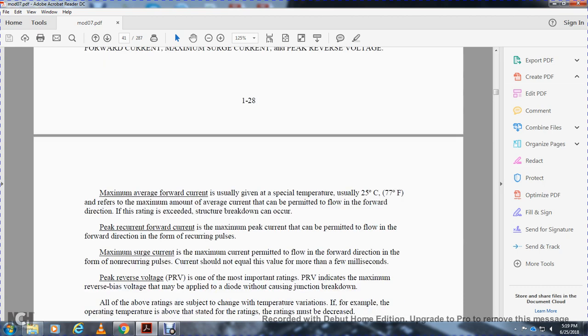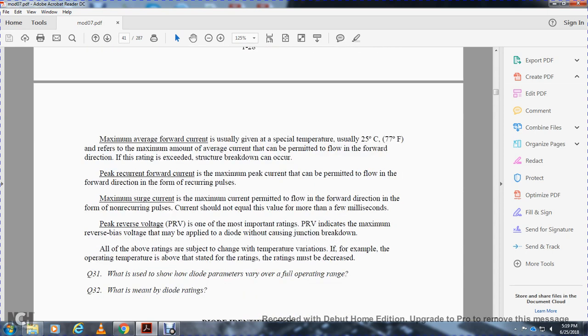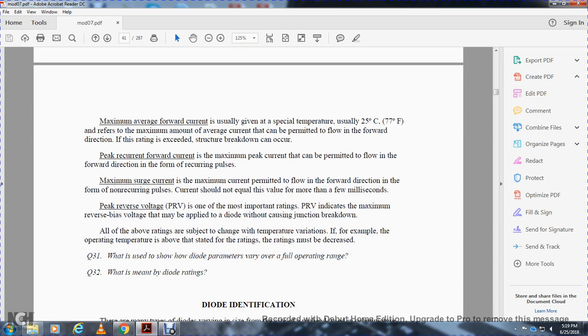Maximum average forward current is usually given at a specified temperature, usually 77 degrees Fahrenheit, and is the maximum average current that can be permitted to flow in the forward direction. If exceeded, structural breakdown can occur. Peak recurrent forward current is the maximum current that is permitted to flow in the forward direction in the form of recurrent pulses. Maximum surge current is the maximum current permitted to flow in the forward direction in the form of a non-recurring pulse, which should not last more than a few milliseconds.